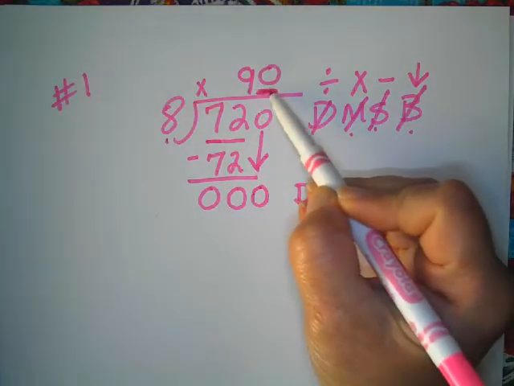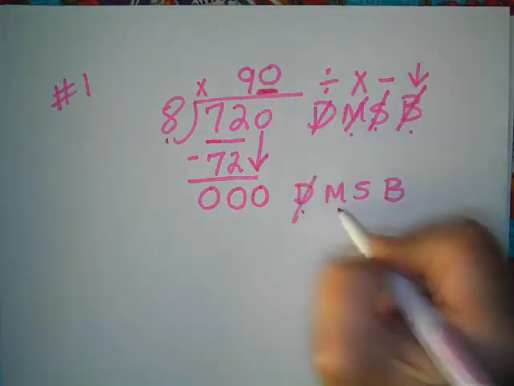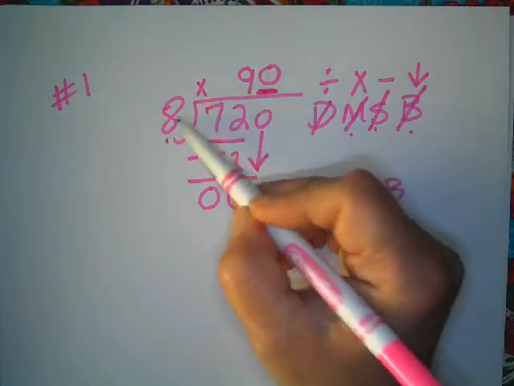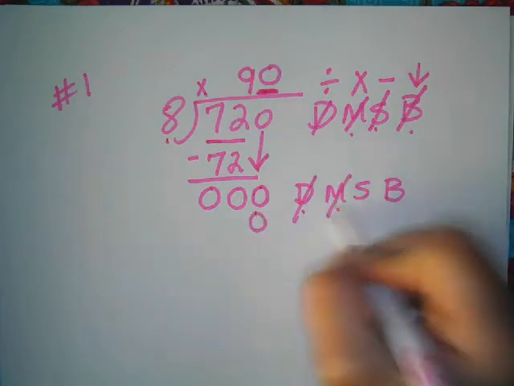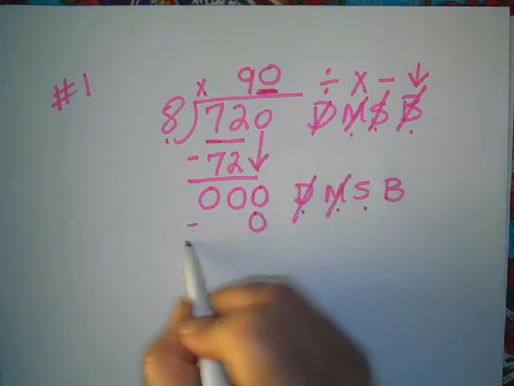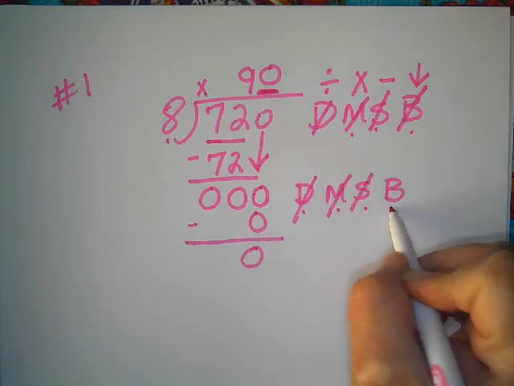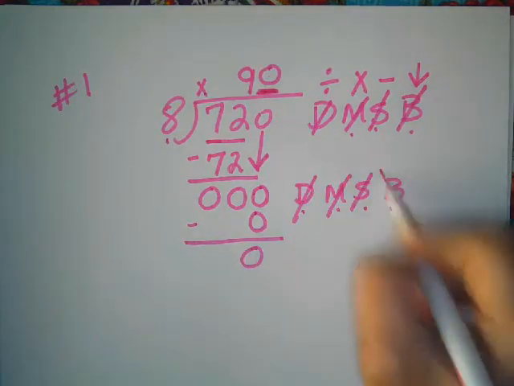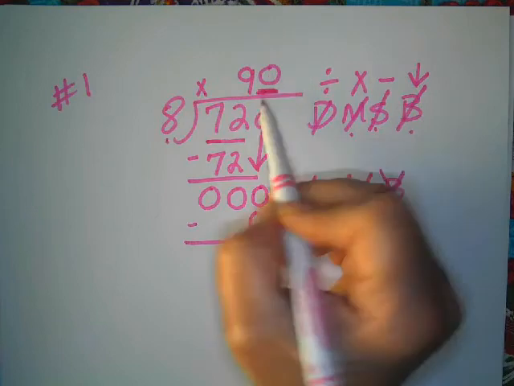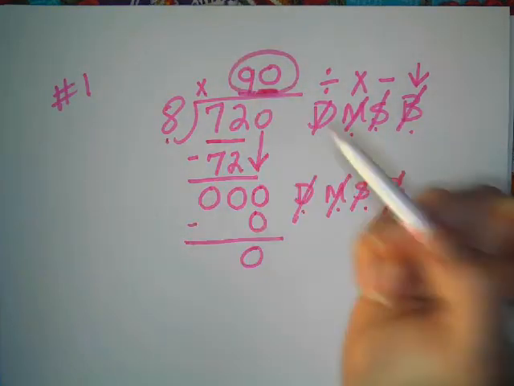Now we've got 90. So we need to multiply. 0 times 8 is 0. Subtract. 0 minus 0 is 0. And there is not another number to bring down. So we are done. And the answer for number 1 is 90.